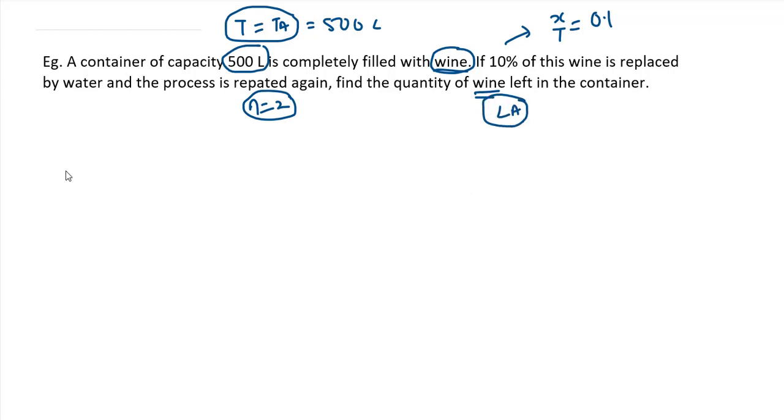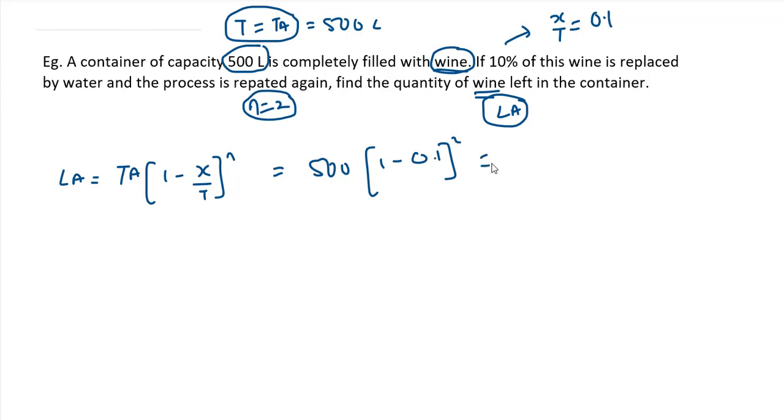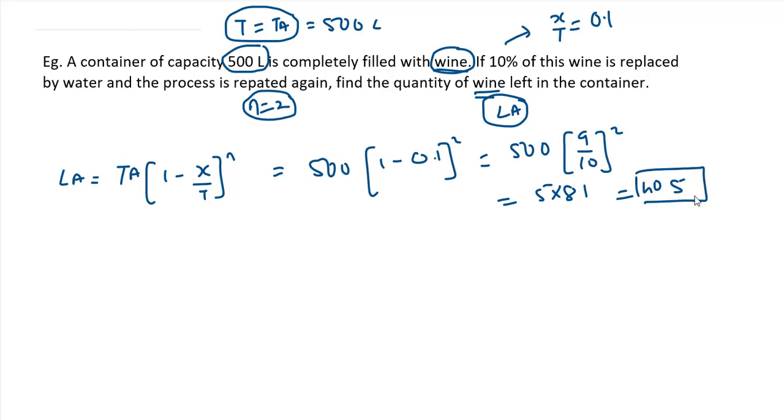By using that formula, La will be equal to Ta into (1 minus x by t) the whole raised to n. Ta is 500 into (1 minus x by t, which is 0.1) the whole raised to 2, which we can write as 500 into 0.9 squared. 0.9 can be written as (9 by 10) the whole squared. So this will become 5 into 81, which will be 405. So the quantity of wine left in the container will be 405 liters.